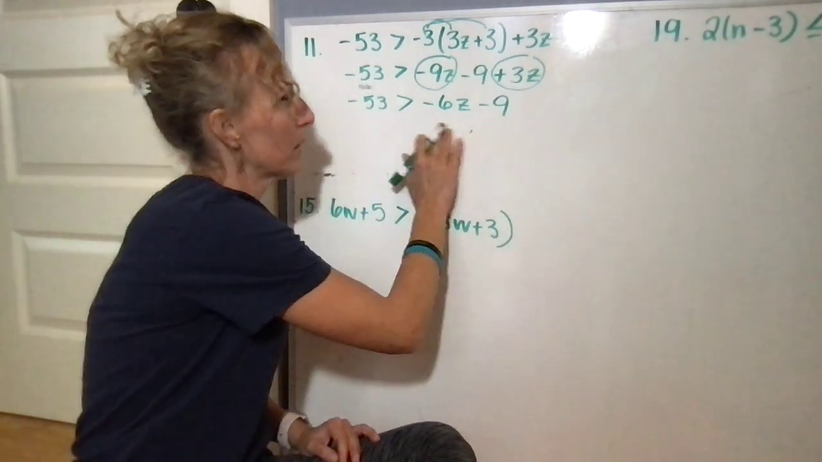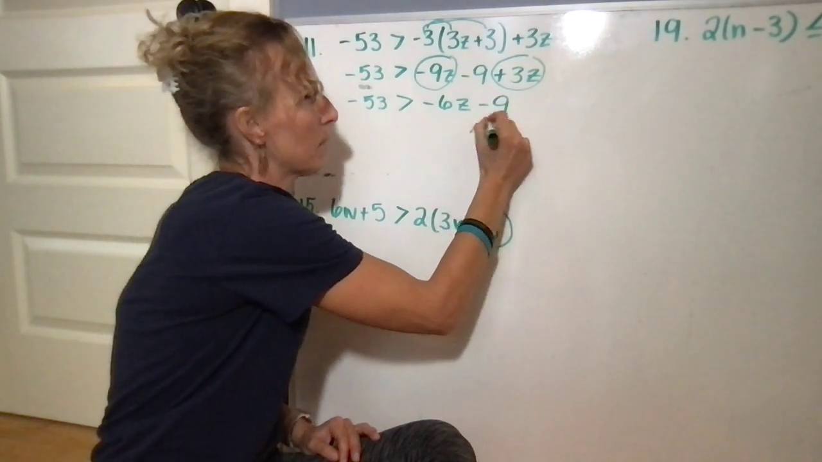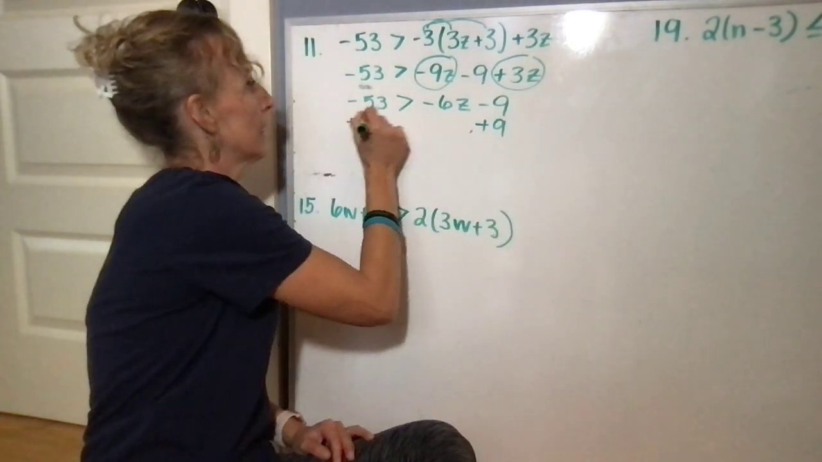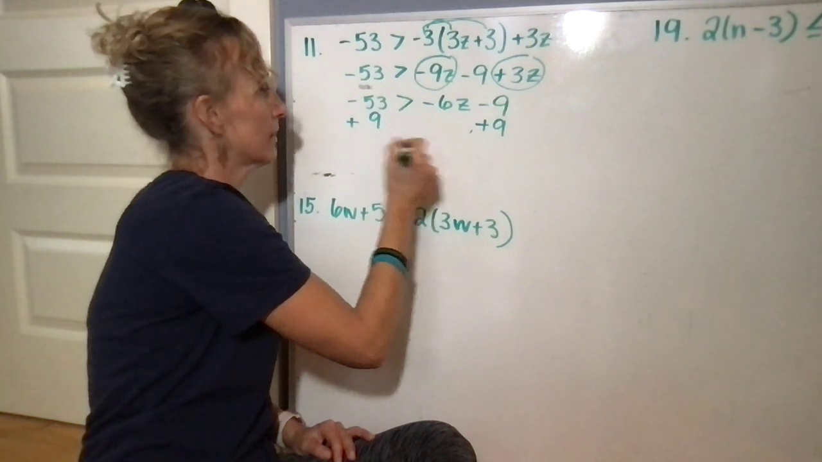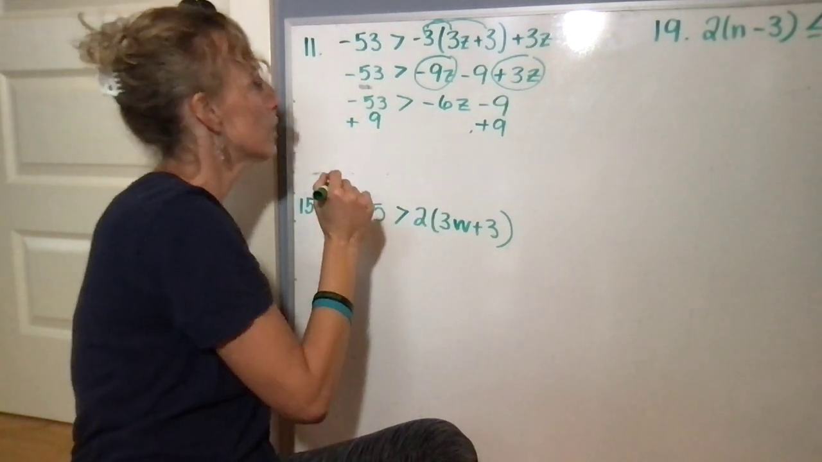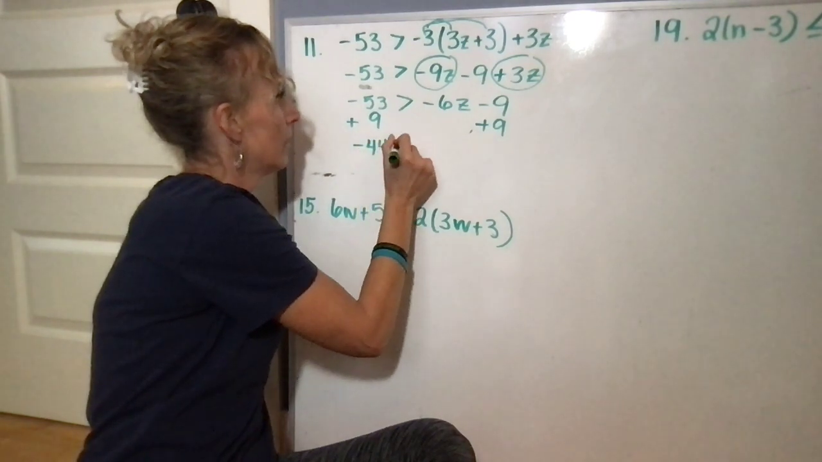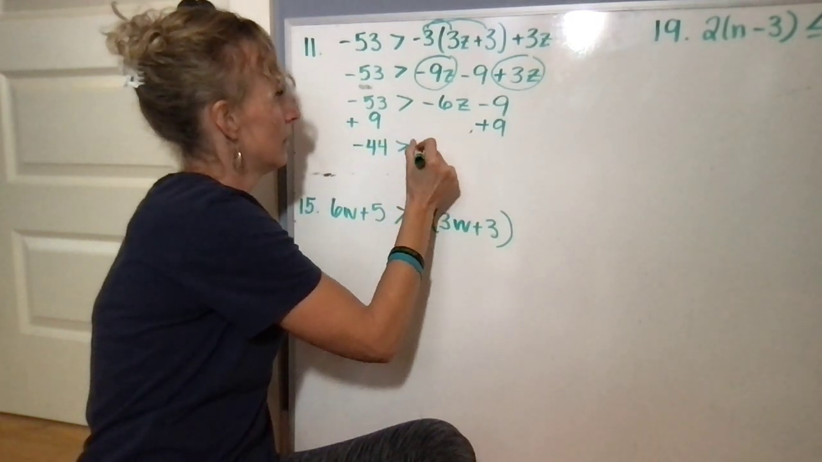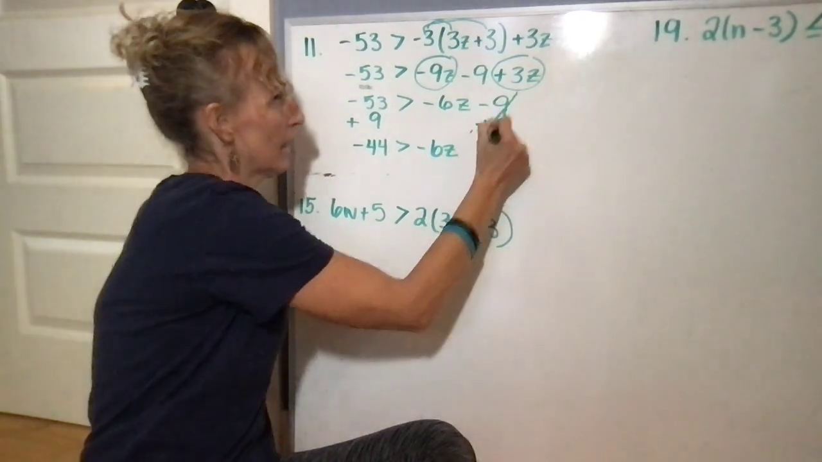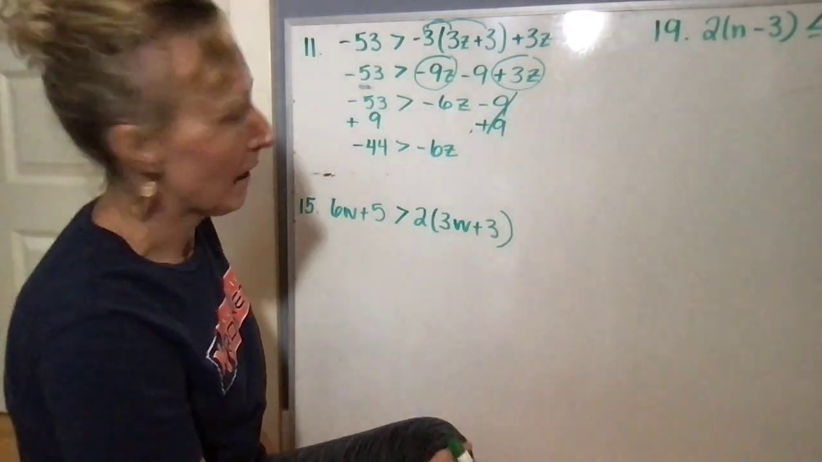All right, so what are we going to undo here? We're going to undo the minus 9 by adding 9 here, add 9 here. So now I've got negative 53 plus 9 is going to give me negative 44 is greater than negative 6z. Let's bring that down. That canceled, right?